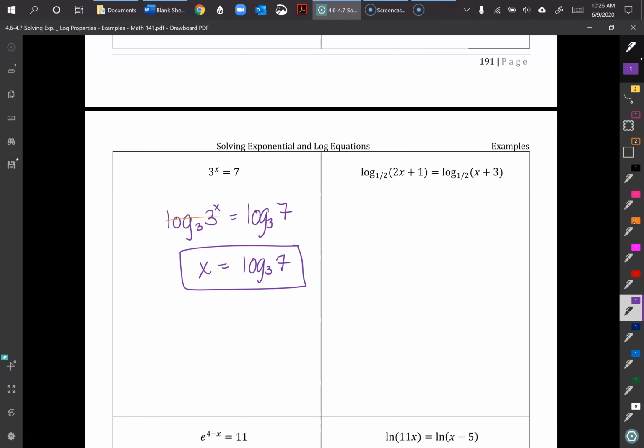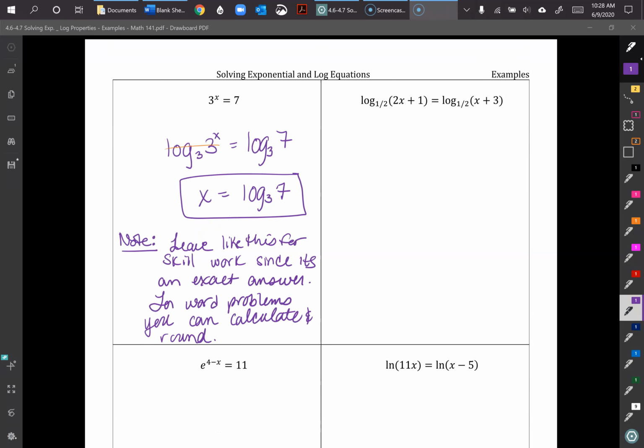And I'm having you leave this as an exact answer, not crunching it out. You could use a calculator at this point to find a numerical answer. You would use your change of base formula if you didn't have a calculator that could handle the base of 3. But for these type of problems, we want exact answers, but decimals are okay for word problems. So I'll specify that on tests.